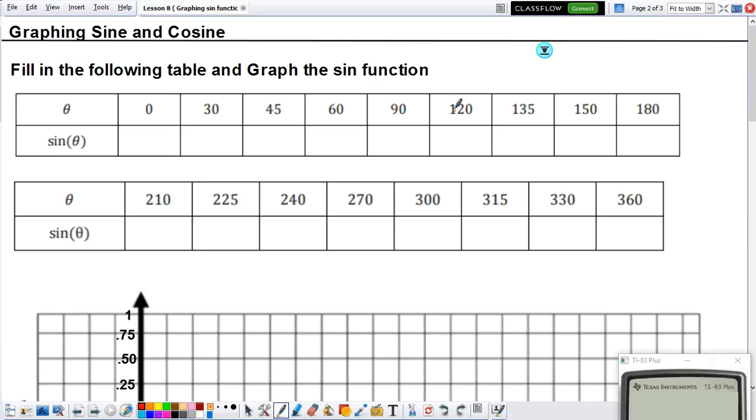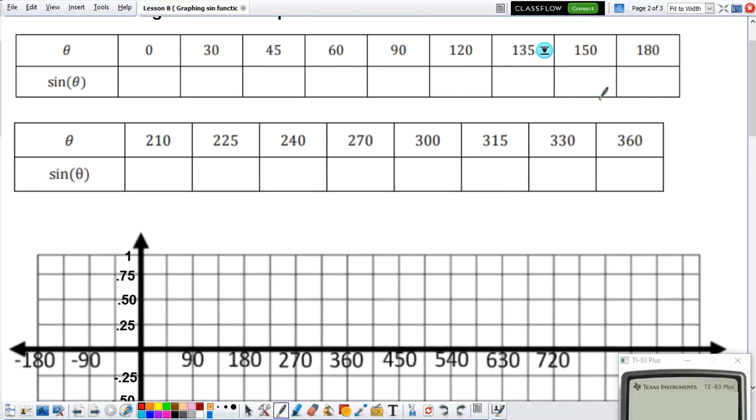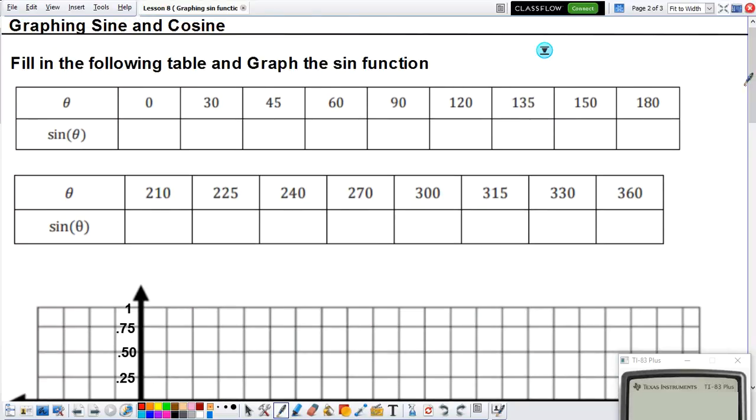Here we have a table of values. Let's try to fill in this table of values in order for us to graph a sine function. So we're going to fill in the table of values, and then we're going to put those coordinate points in the plane. So let's fill in those table values.